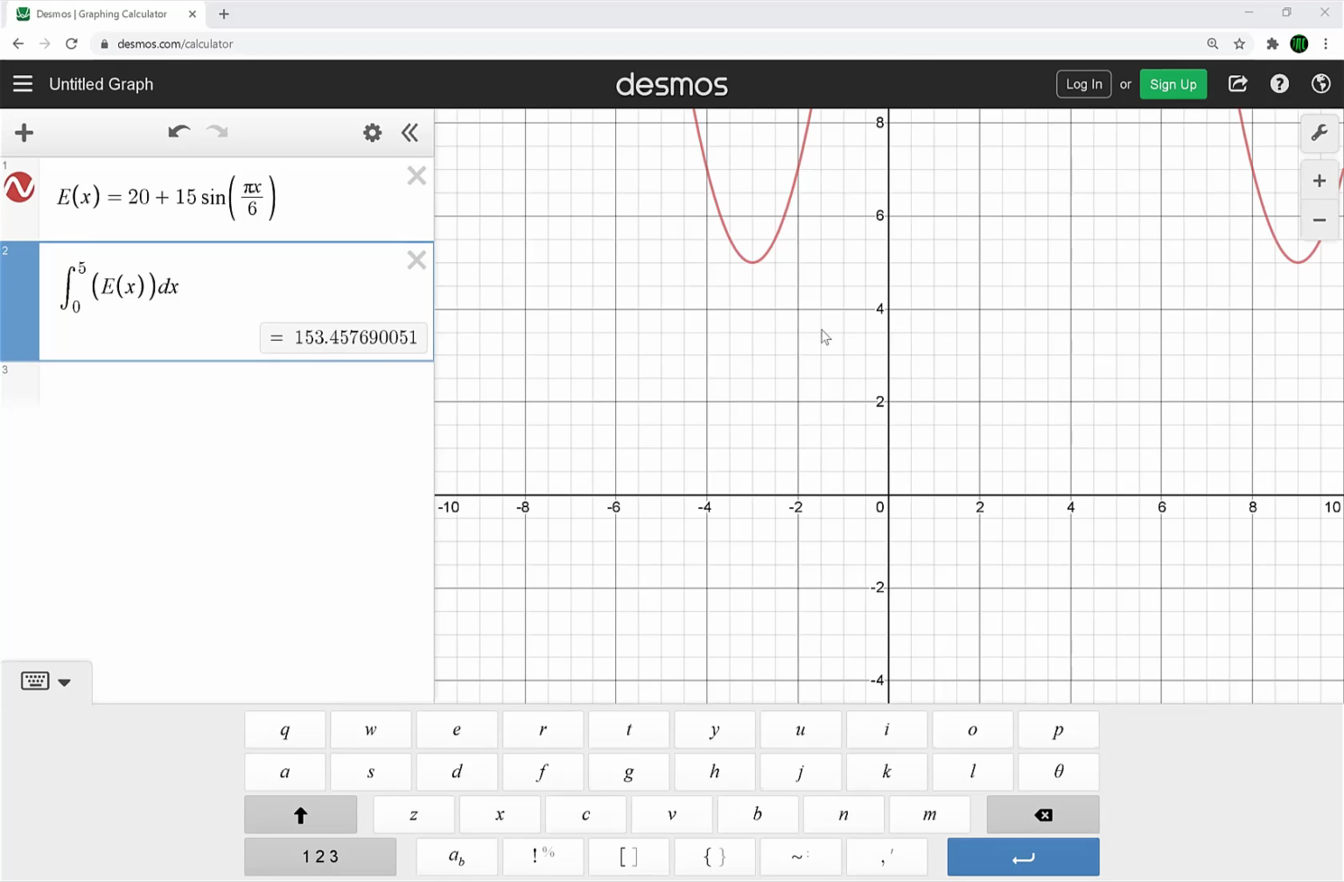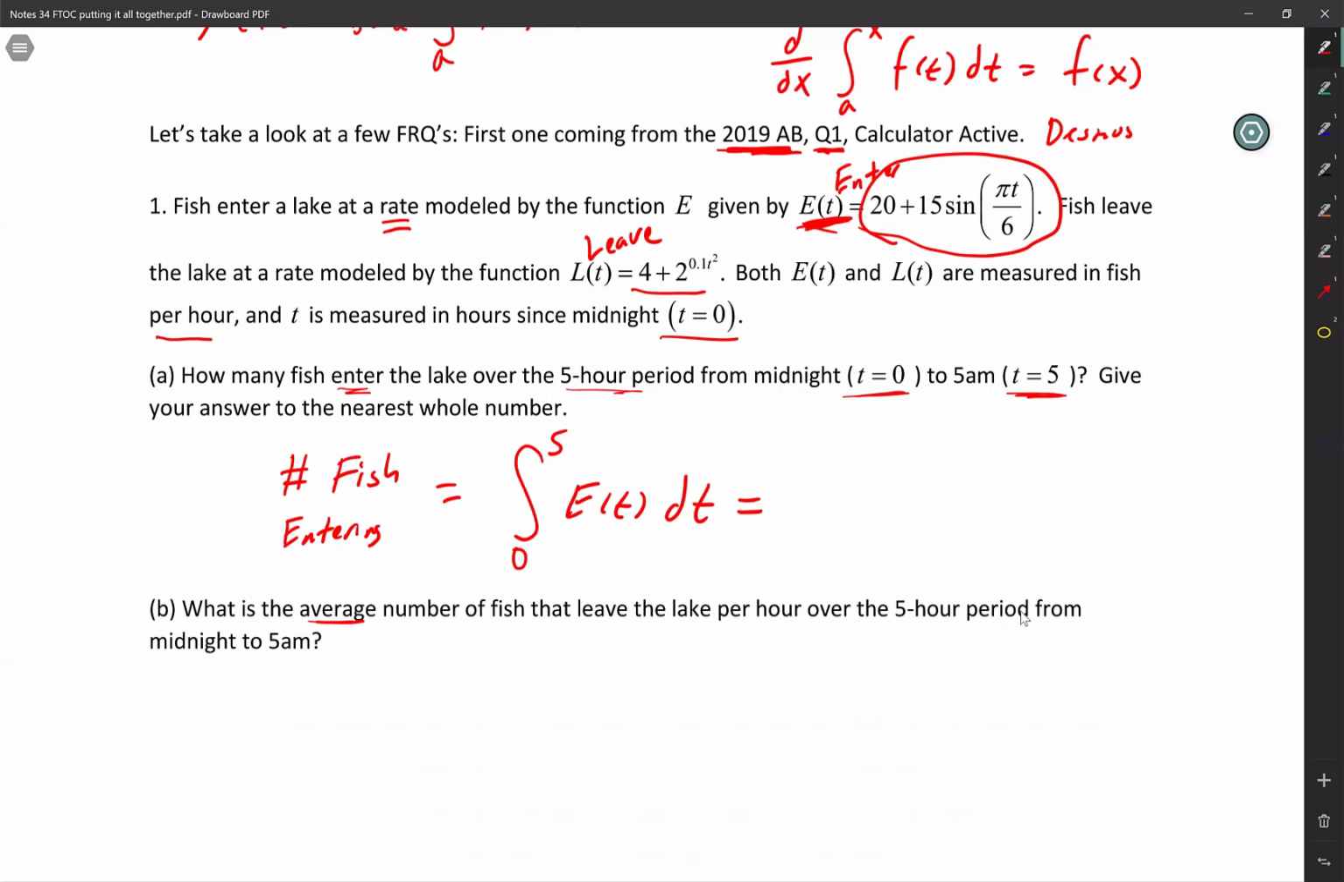It would be cool. It would. Godina said, wouldn't it be cool if they shaded in the area? And I already forgot the number that I got. What was the number? 150 what? Oh, give me the digits first, and then we'll round it. 4, 5, 7, 6, 9.